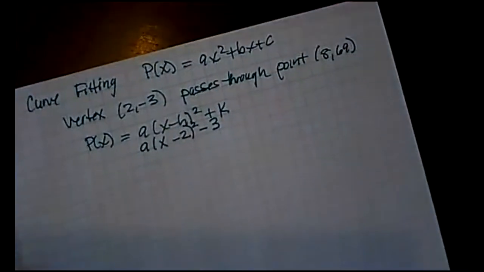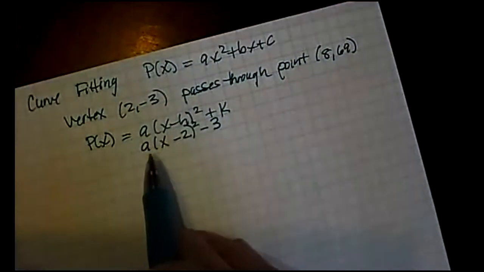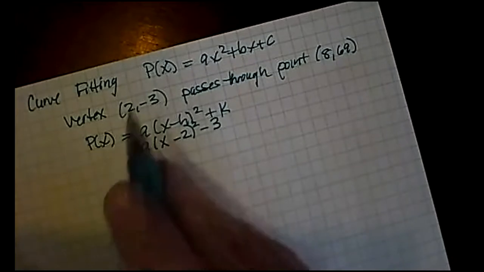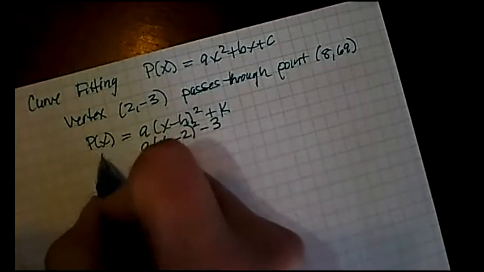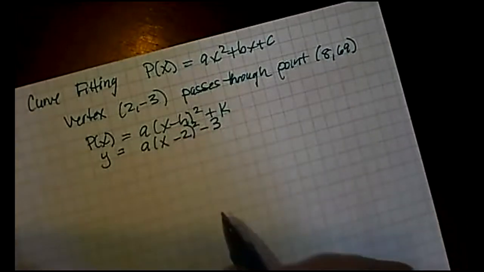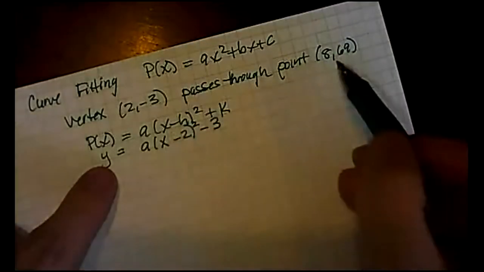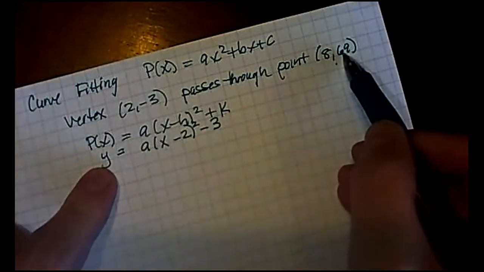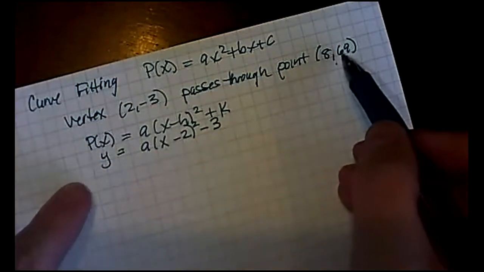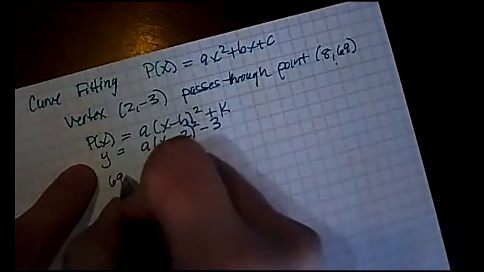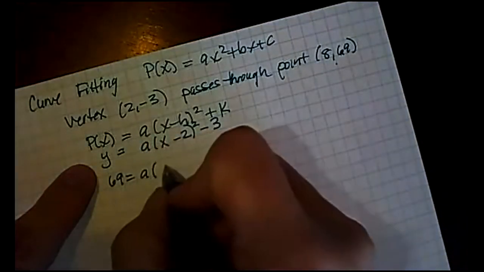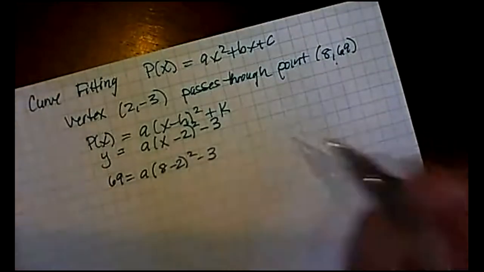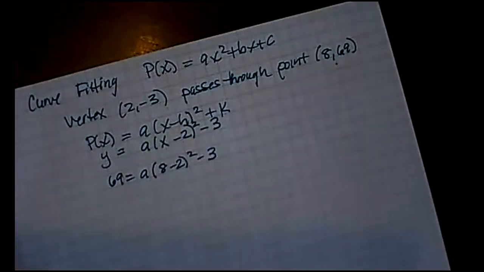Okay. Now, what we want to do is we're going to have to solve for a. That's what we're going to have to find. Our first step is to solve for a. So we're going to change this to a y equals, so that we have an x and a y, because I have a point that it goes through, which is an x and a y. So because I know that, I can fill this in. So y is 69. a is what we're going to try and find. x is 8 minus 2, minus 3. So now we solve for a.